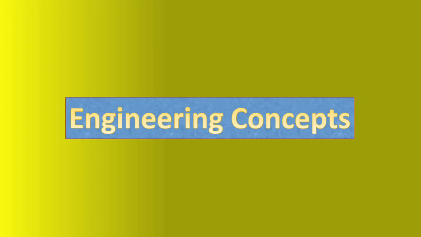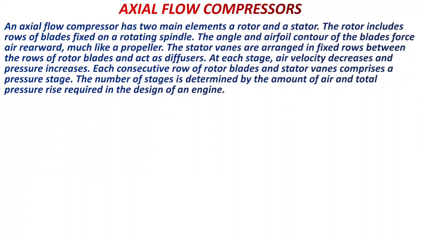In this video, I will tell about axial flow compressors. An axial flow compressor has two main elements, a rotor and a stator. The rotor includes rows of blades fixed on a rotating spindle. The angle and airfoil contour of the blade force air rearward, much like a propeller. The stator vanes are arranged in fixed rows between the rows of rotor blades and act as diffusers.